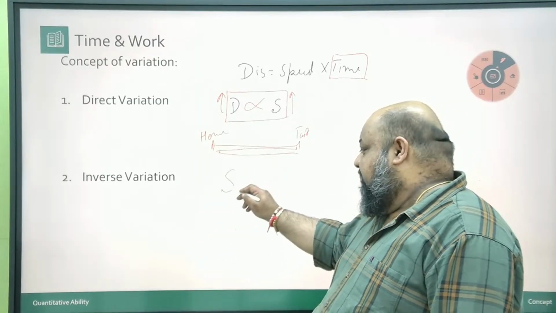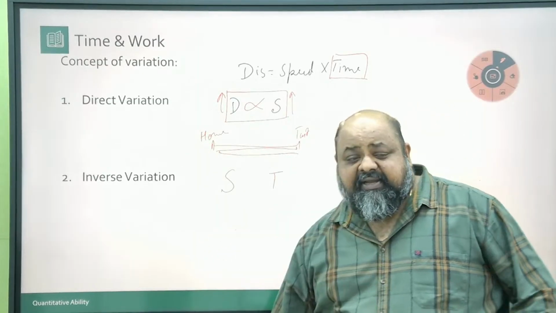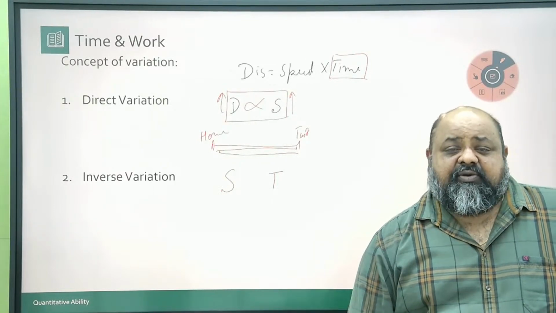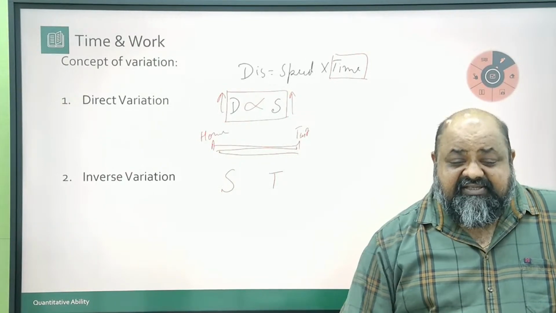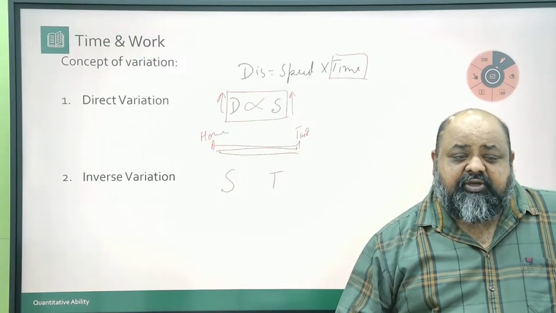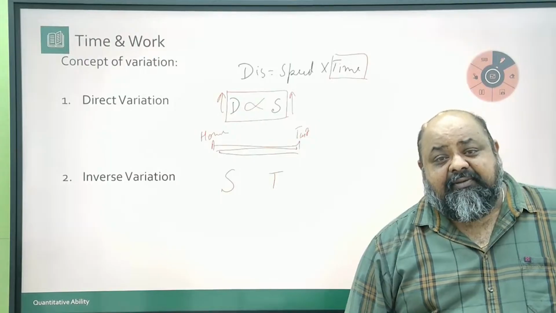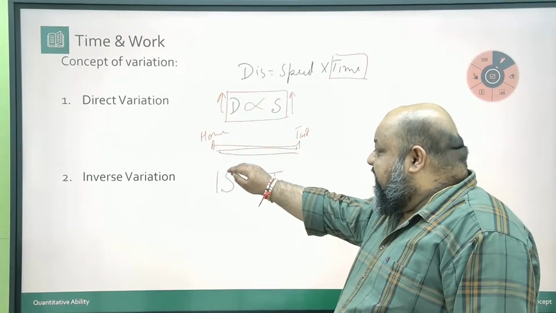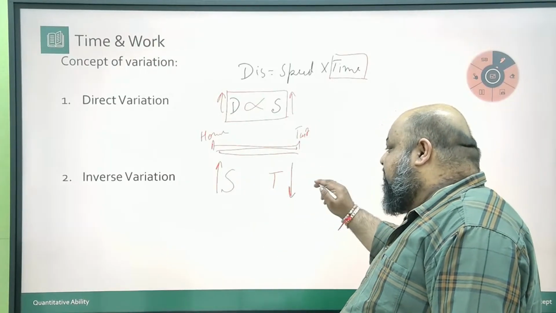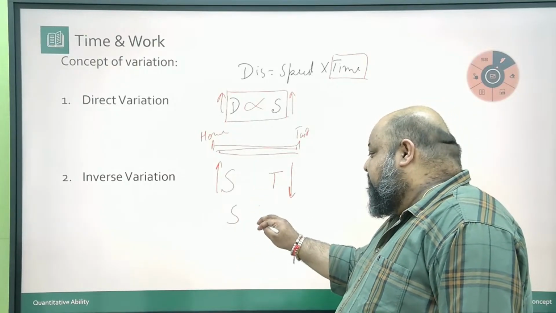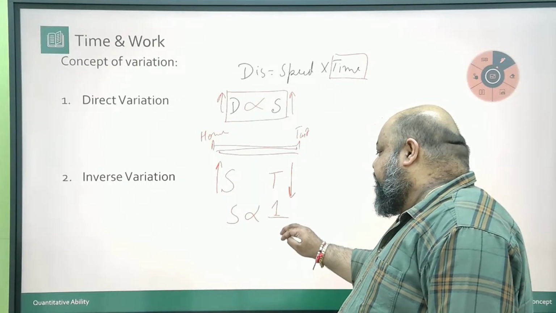So if I look at the relationship between speed and time for a given distance, how will speed and time vary with respect to each other? The faster you move, the quicker you will be able to cover a distance. The slower you move, the more time it will take. So as speed of travel increases, time required to cover a distance decreases. This we write as: speed is proportional to inverse of time.